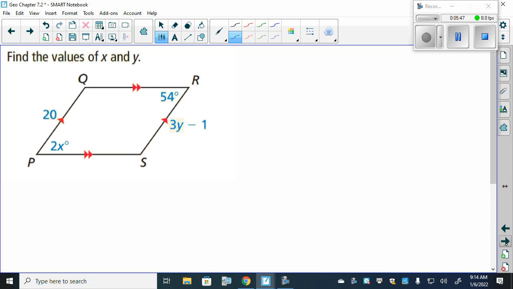So if we look at this here, well, we know that this is a parallelogram. We have two sets of parallel lines, and it has 4 sides. We also know that the opposite sides are going to be congruent, and the opposite angles are congruent to each other. So what can we set equal to each other to find x and y? 2x is equal to 54.